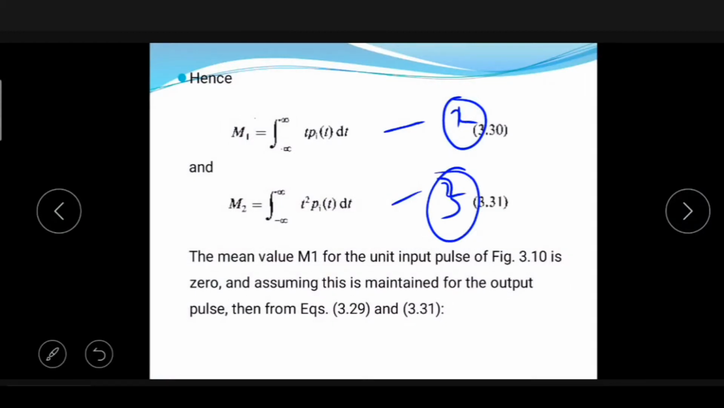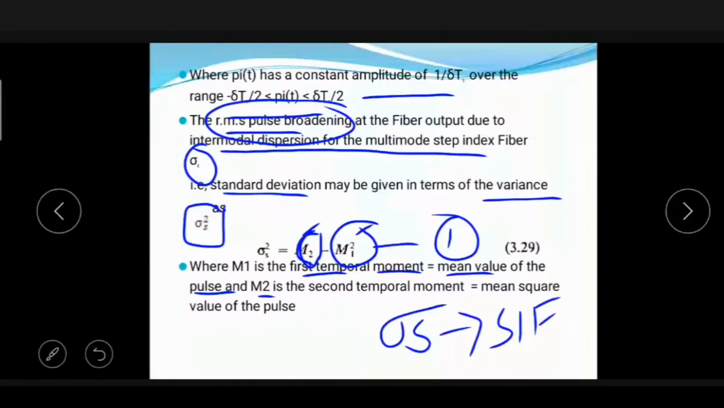Okay, the only difference you observe is in terms of t, which is t power 1 and t power 2. So this indicates the mean value, and this indicates the mean square value. So m1 is the mean value, m2 is the mean square value.